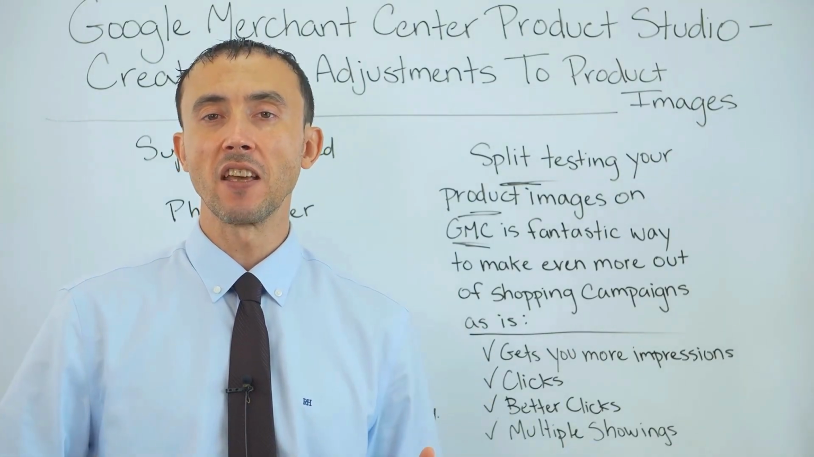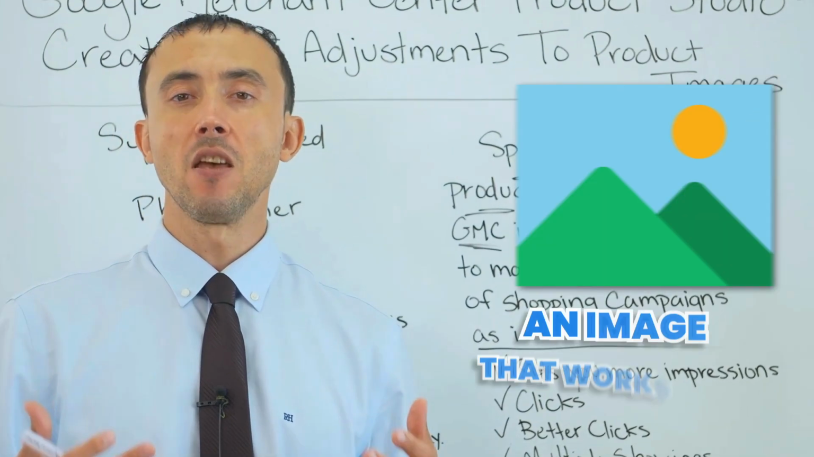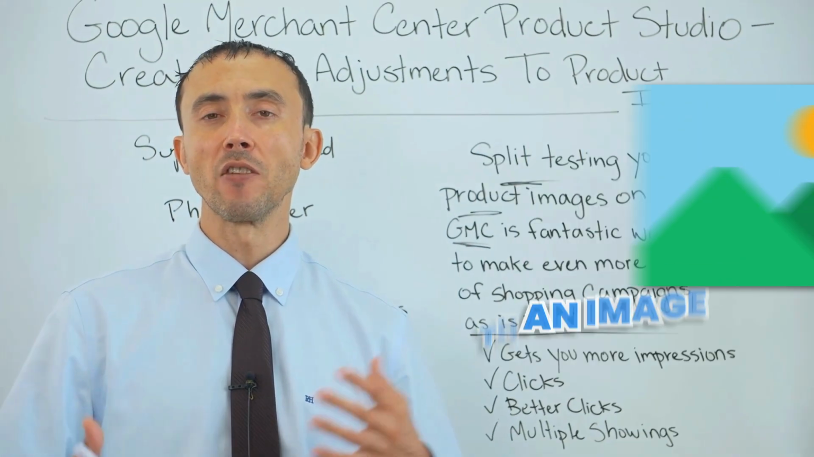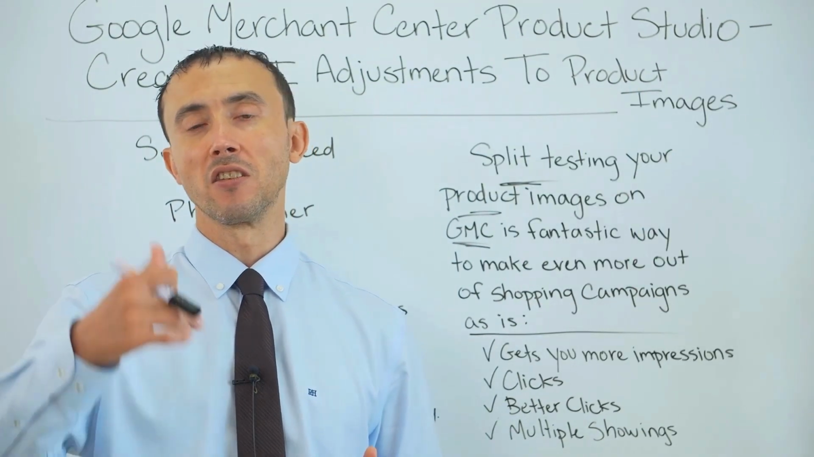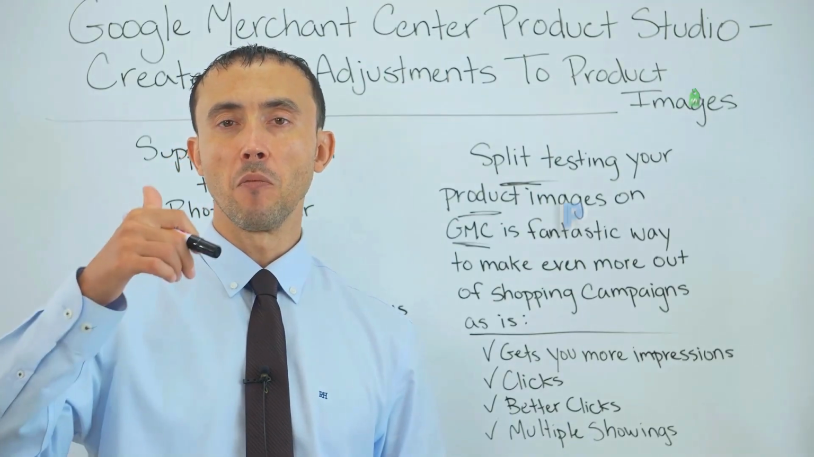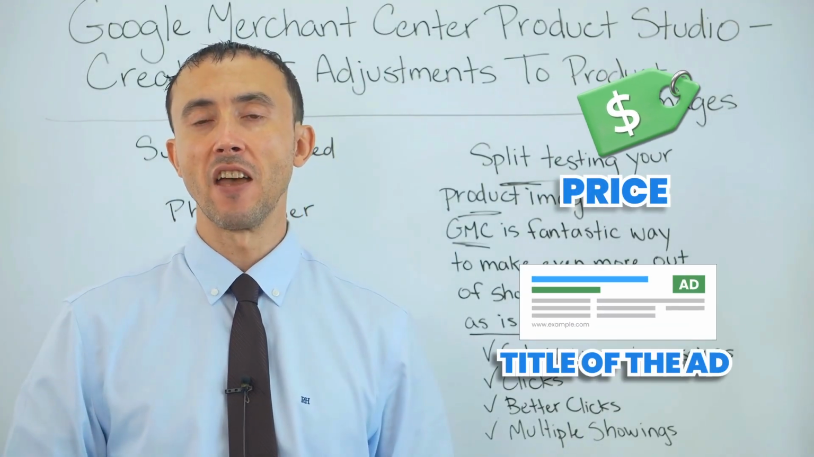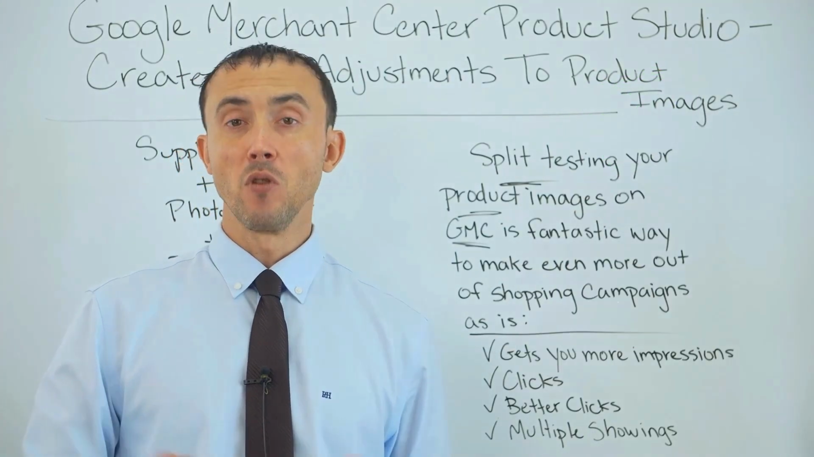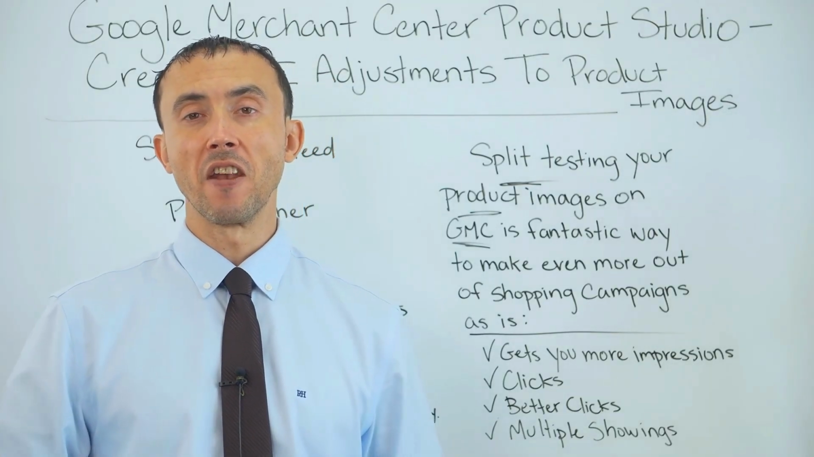And the number one thing that gets higher click-through rate on your shopping ads is an image that works well. Out of all the stuff you can tweak, that does it the most. The second is going to be the price, and the third is going to be the title on the ad, and then the Merchant Center promotion, if you use one, which you should. I've talked about that in other videos already.